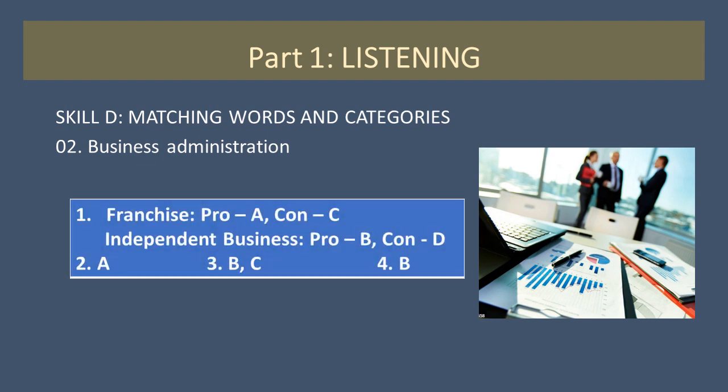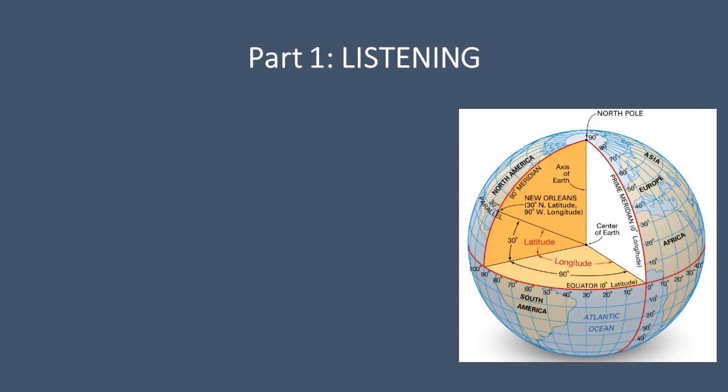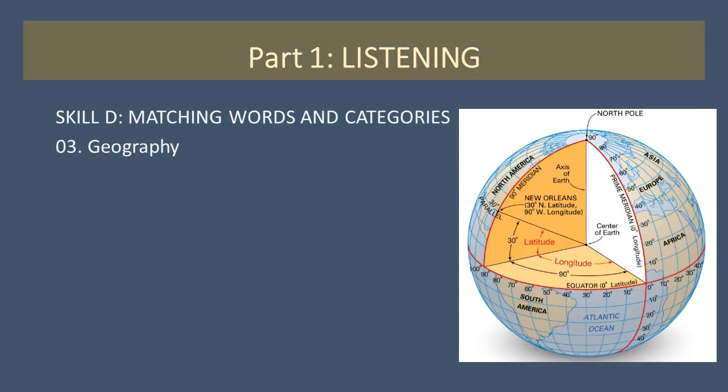Okay, and here is the answer for this exercise. Okay, so number one, we have a franchise, pro A, con C. All right, independent business, pro B, and con D. All right, 2A, 3B and C, 4B. Okay, now let's continue with skill D, number three.